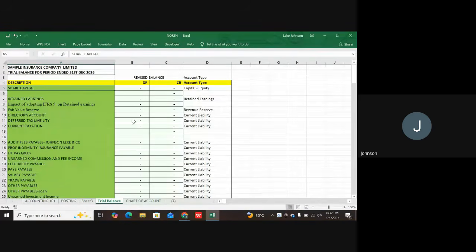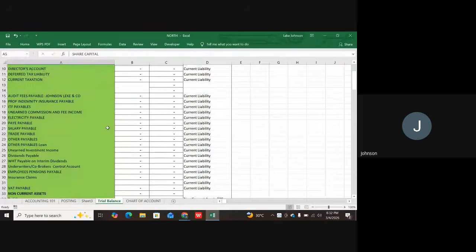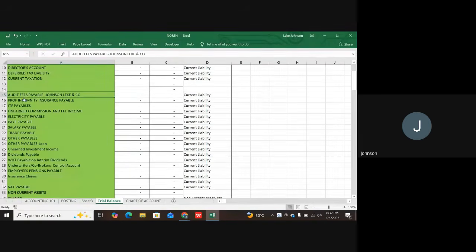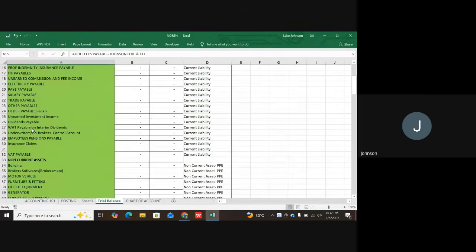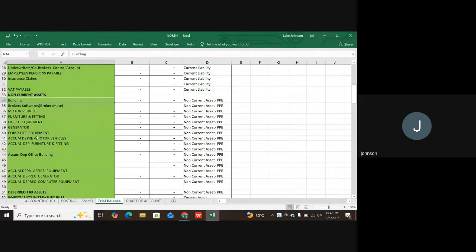Then from here we have current liability, we have the director's account, deferred tax liability, current taxation, all these are current liability. We continue also to be looking at the current liability, okay? Auditors you need to pay. We talk about other things, okay? All these items that are here are all items that belong to the balance sheet. Then we also have where we have our asset, okay? Our non-current asset, we have building, we have motor vehicle, and also don't forget that immediately you have your asset, you should also have your accumulated depreciation that also matches all those things.